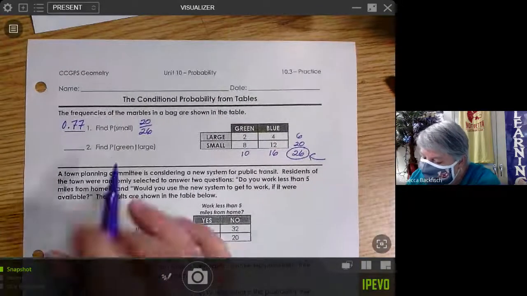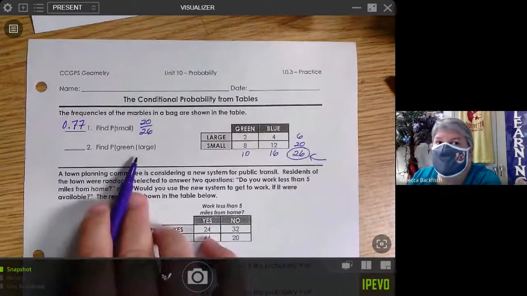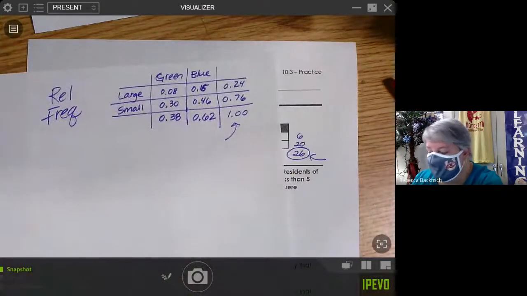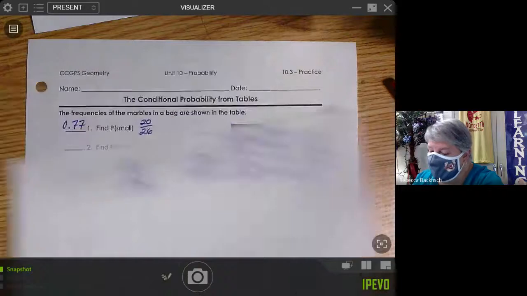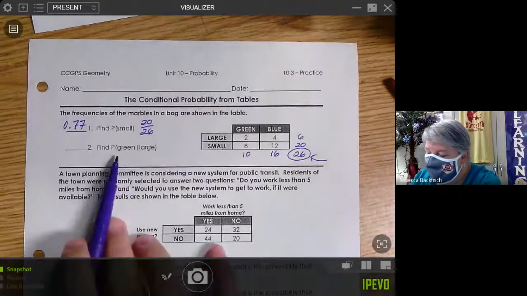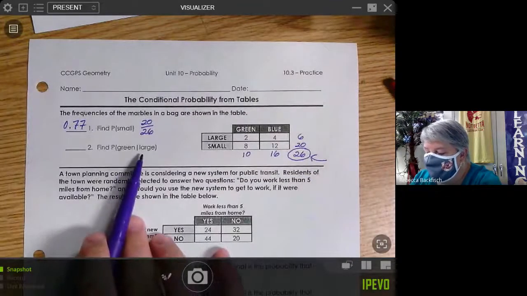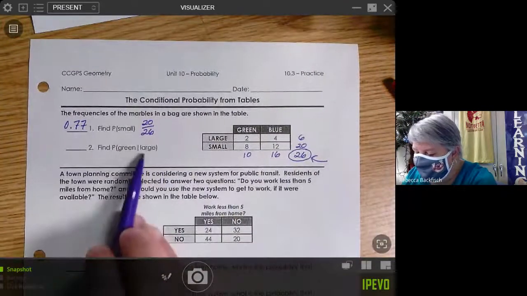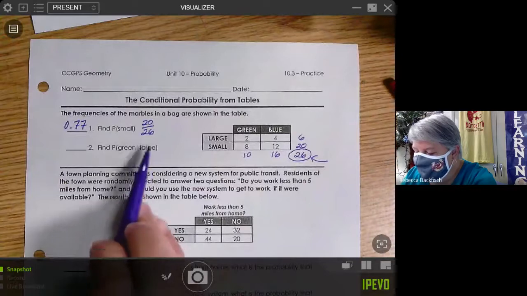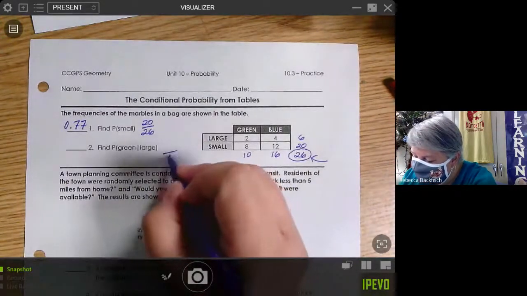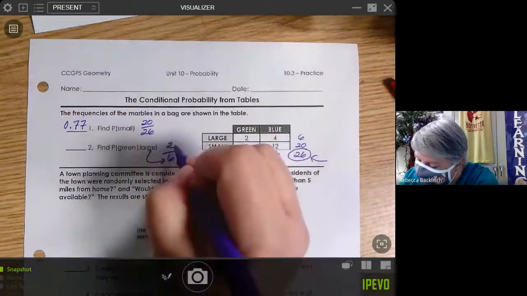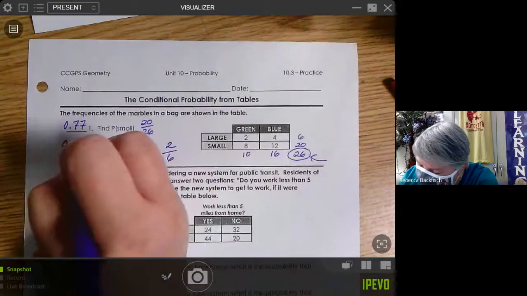All right, now this is conditional. This is where it gets into not out of the whole. This is where it gets into I can't just look at this and figure out one of these numbers, because those numbers are all out of the whole. This is saying what's the probability of drawing a green given that you got a large. So it's green out of large. So the total for large, remember that second thing is like your bottom number of the fraction. So the total for large is 6. Number of those that are green is 2. So it's 0.33 or 1/3.